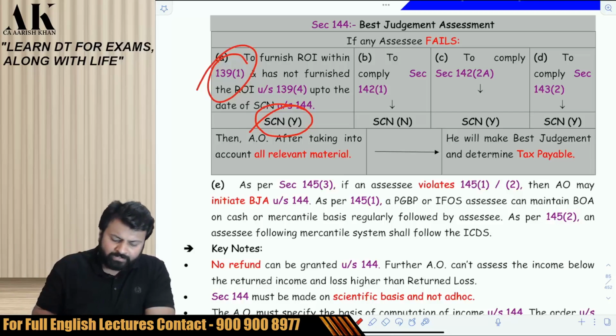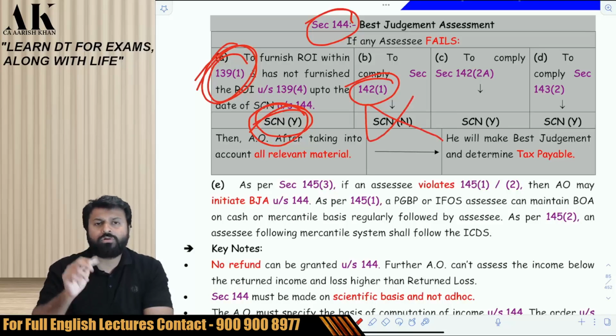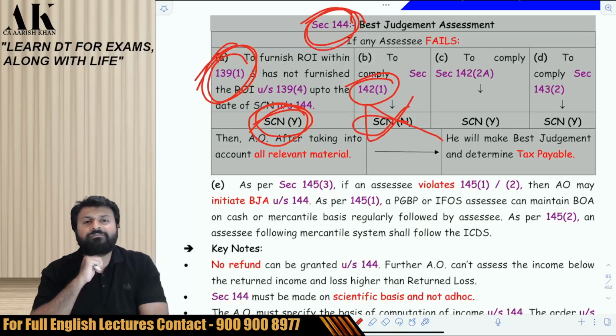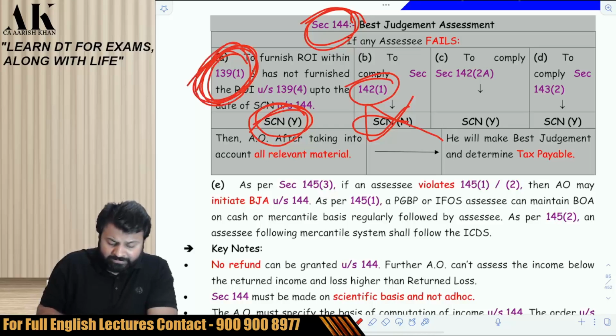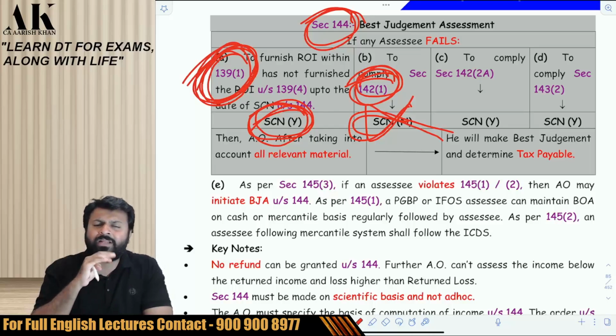So if you do not file the return on time, a show cause notice can come to you that your assessment can be done under 142. If you do not comply with 142(1), no show cause notice will come to you. Direct assessment will be done. So in the first case, if you make this mistake, there is a chance that you will get a show cause. But in the second case, if you make this mistake, there is no chance that you will get a show cause. Direct assessment will be done, no show cause.